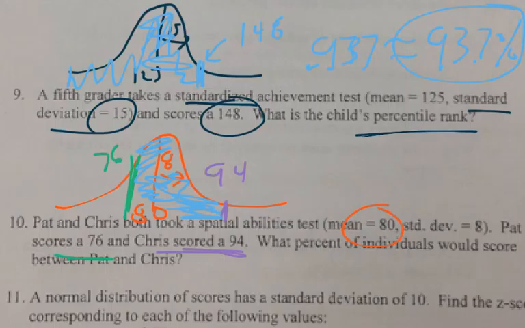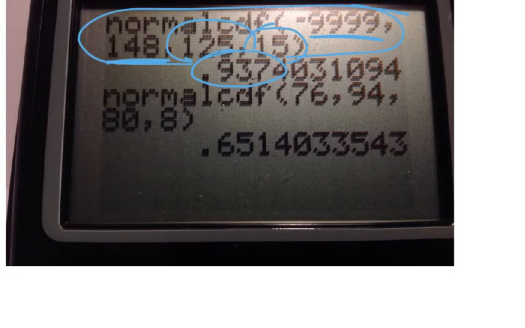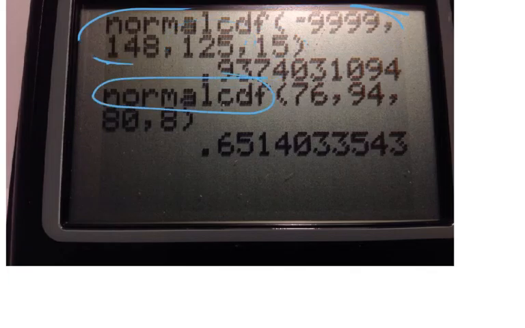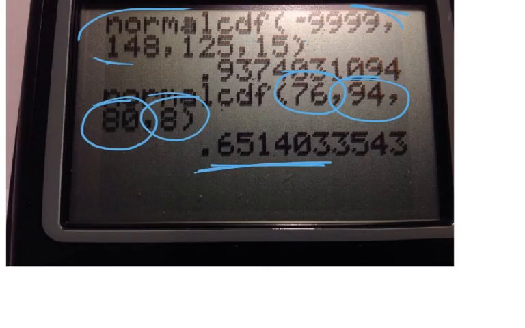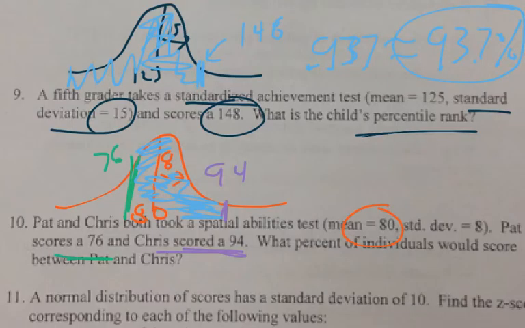So let's see how we would do that on our calculator. Okay, let me clean up what I had there before. So notice, guys, I did normal CDF because I'm trying to find a percentage, right? I put in my left boundary because I'm going from 76 to 94. I put in the mean of my curve. I put in the standard deviation. And here is my answer right there, 0.65. So that means 65% of the people scored between 76 and 94 on that exam.